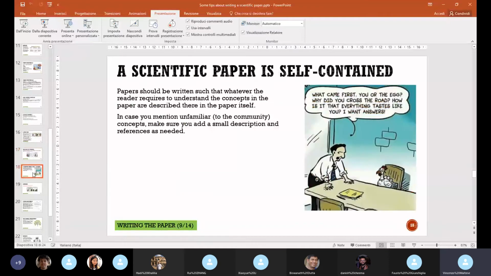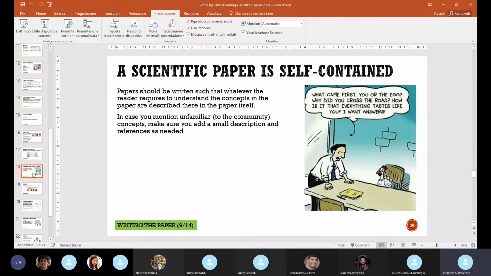Then another important principle is that every single paper is self-contained. What does that mean? It means that the reader should be able to understand what you are presenting just by reading your paper. So if there are specific notions that the reader must know in order to understand your paper, better you introduce them briefly in your paper by providing some small description of the notion, by providing some examples as needed, and by providing references about how to find more details about a specific concept.